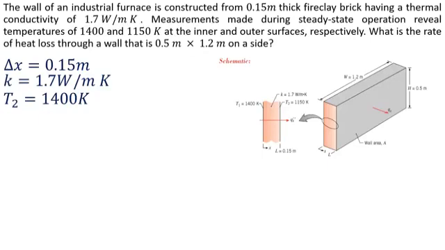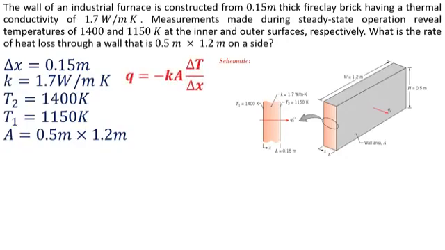Inner side temperature is 1400 Kelvin, while outer side temperature is 1150 Kelvin. Area through which the heat transfer occurs is 0.5 meter by 1.2 meter. Using Fourier's law of heat transfer, which is Q equals minus K A delta T over delta X.